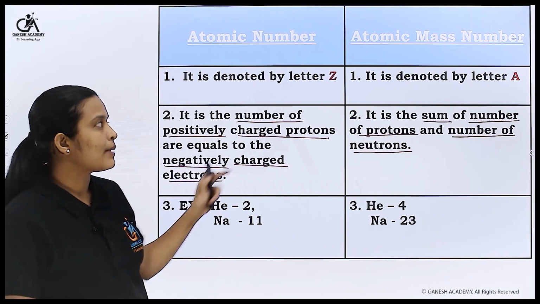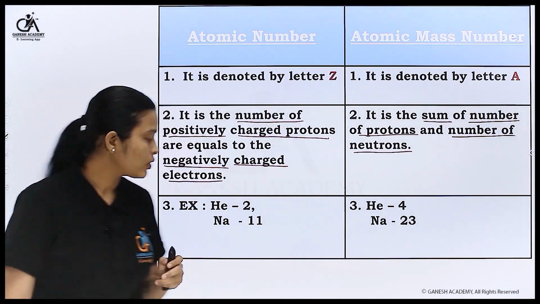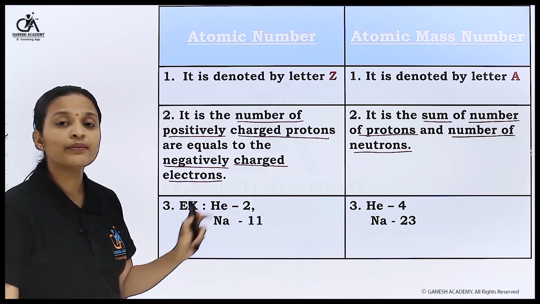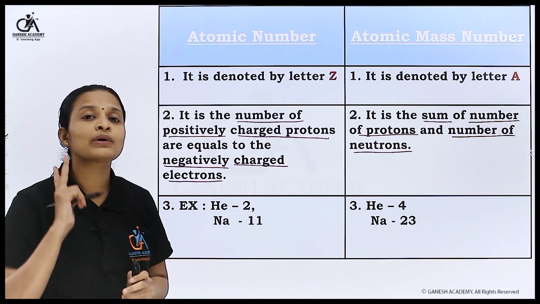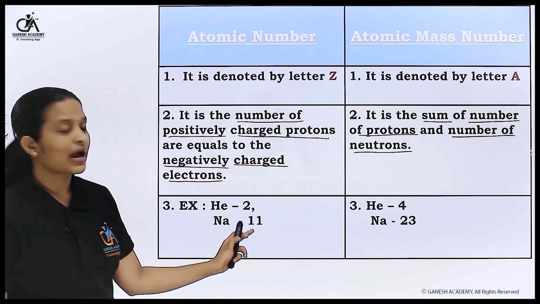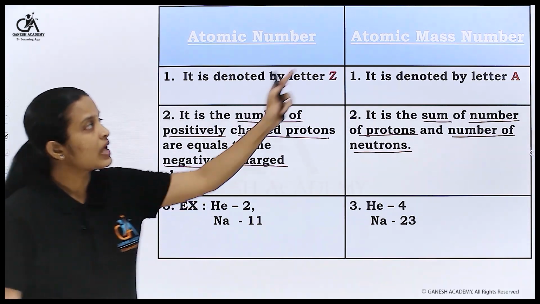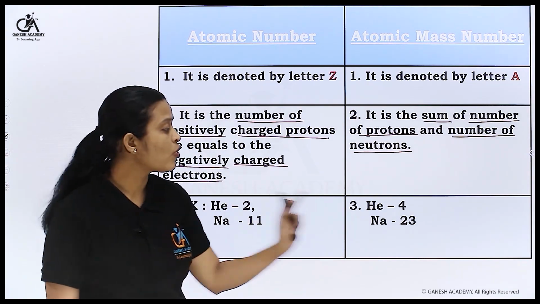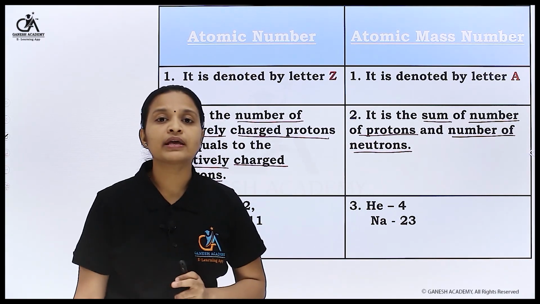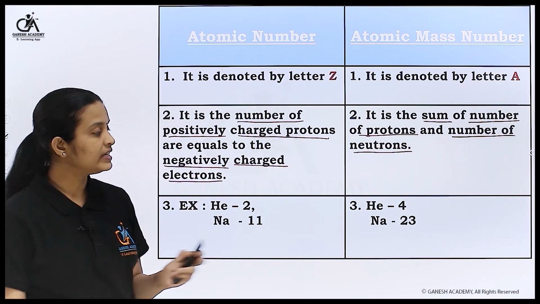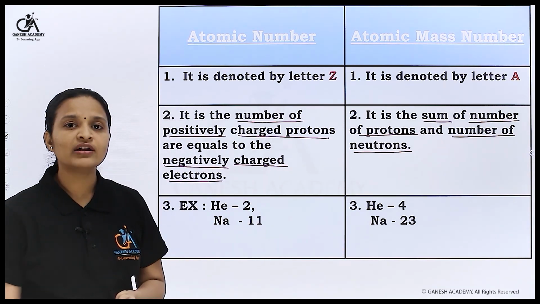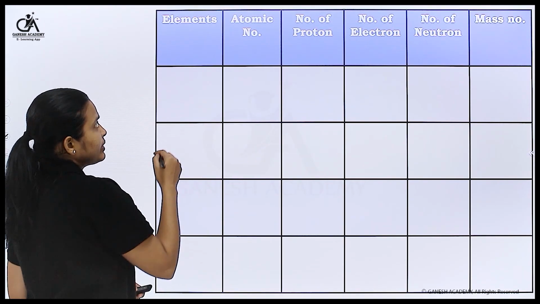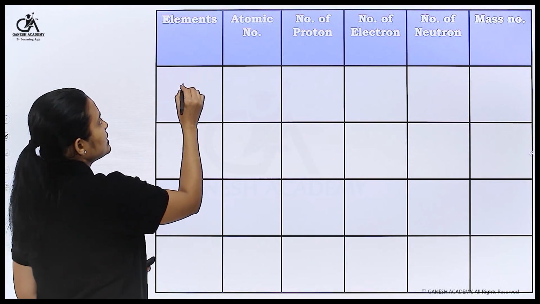So with the help of an example, I am telling you about atomic number and atomic mass number. The example is helium. Helium has atomic number 2. Sodium's atomic number is 11. And what is the mass number of helium? Helium's mass number is 4 and the mass number of sodium is 23. So I will tell you about that in detail in the next slide. Okay, I am taking the same example. The example is helium.